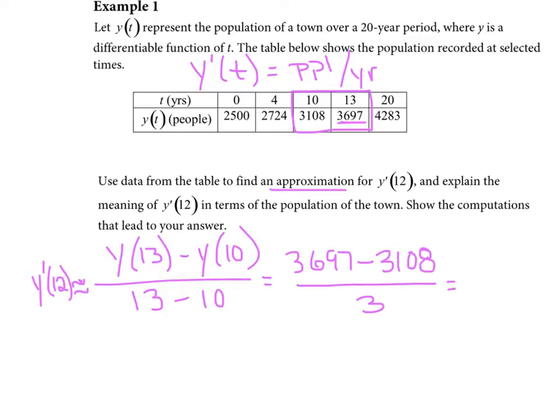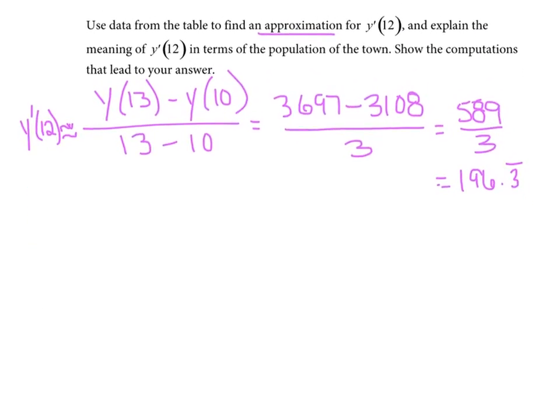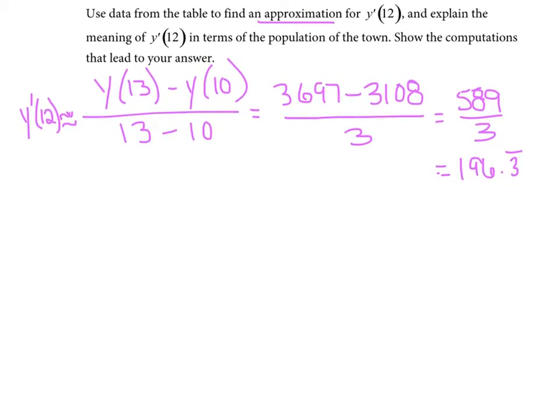Let's see, my subtraction turned out to be 589 divided by 3, which turns out to be about 196.3 repeating. That figures. We didn't get a nice clean number. But let's really work on interpreting and explaining the meaning of this number here in terms of population of the town.